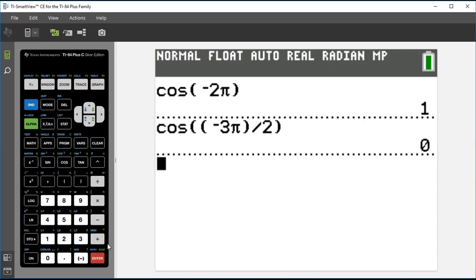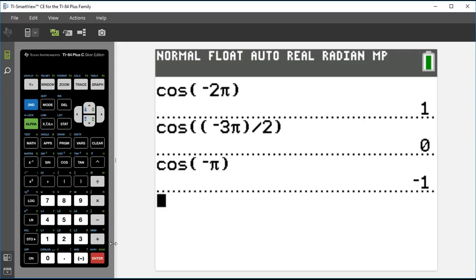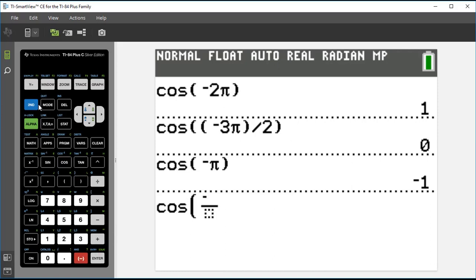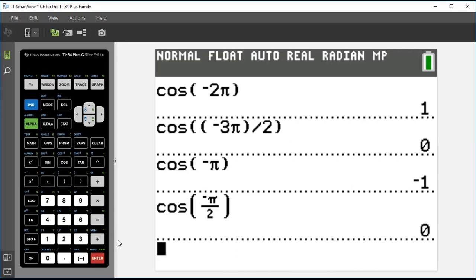So 0. Again, these are from the unit circle, so they should make sense. Next value is going to be cos of negative pi. Negative 1, and then next is cos of negative pi over 2. Let me have you try this, those of you that have newer calculators. Try alpha, y equals, enter, and see if you can type negative pi over 2 like this. See if it'll do it. Then you don't need double parentheses. Does that work? There you go. So that's your other alternative. You can type it like line number 2 that I did, or 4, depending on what calculator you have. Let's write those down.